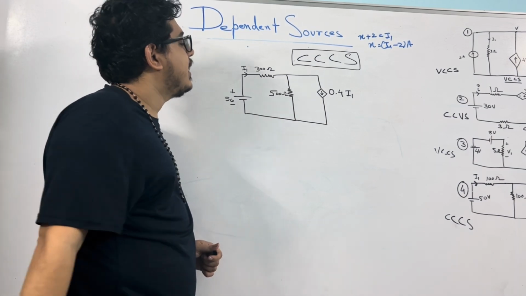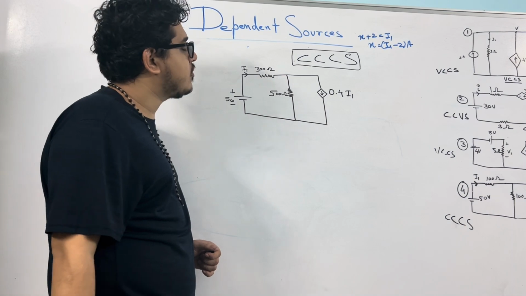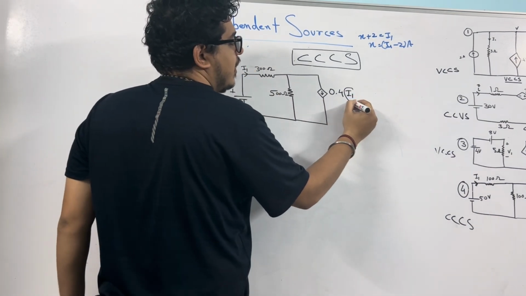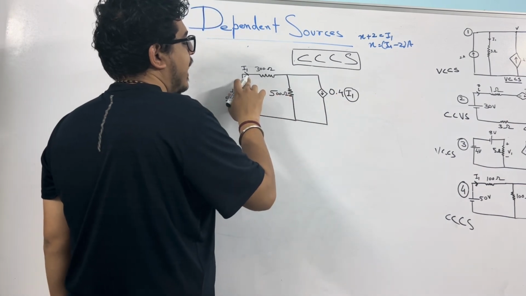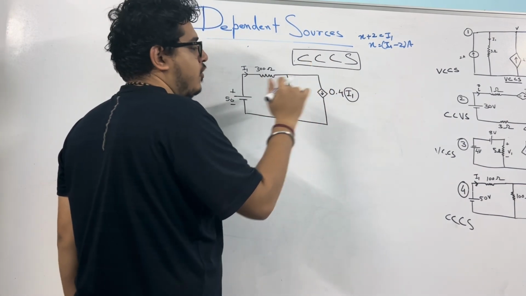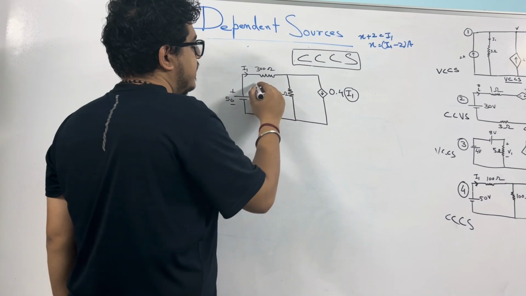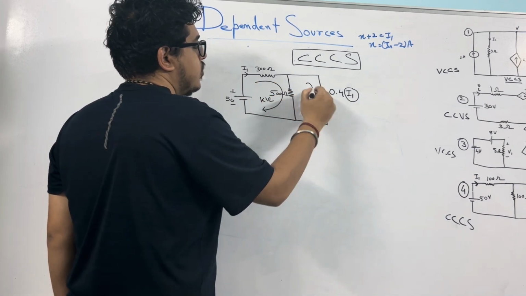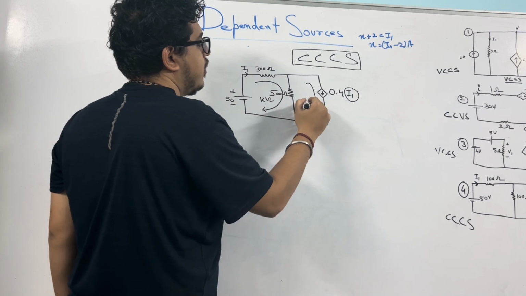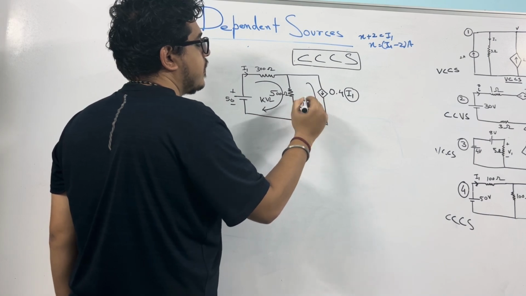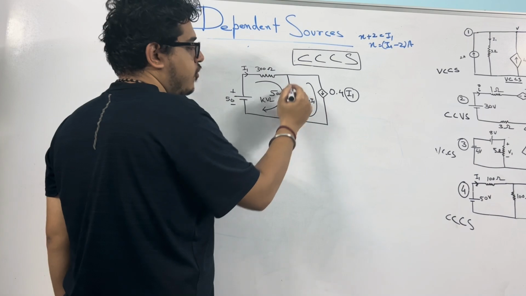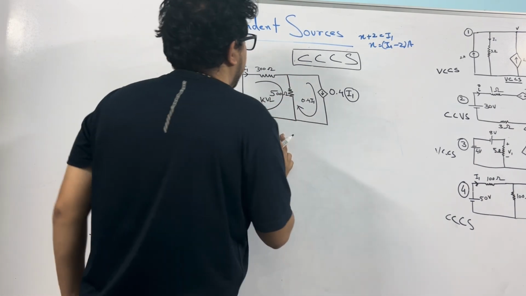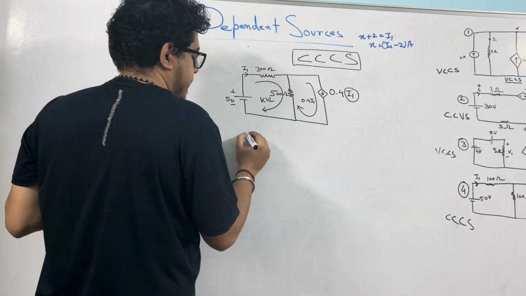Okay, so let's see how to solve this one. As in all previous cases, we first have to find the value on which the source depends, I1. First I have to find I1, then I can know the value of this 0.4 I1. Okay, so using KVL, here 0.4 I1 is flowing, and from here I1 is flowing, and it is 300.